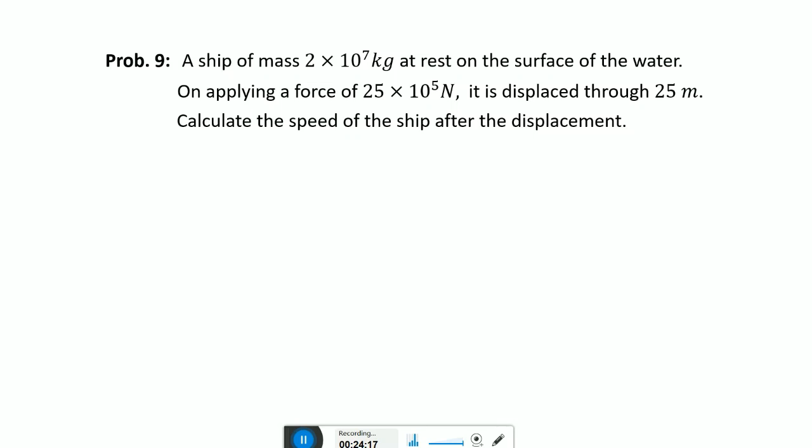So first write down the given parameters. Mass of ship is given 2 into 10 raised to 7 kg, which is SI unit. Then force is given 25 into 10 raised to 5 Newton. This is also SI unit. And it is displaced through, means X is given 25 meter. So all parameters are in same unit system. We have to find out V.